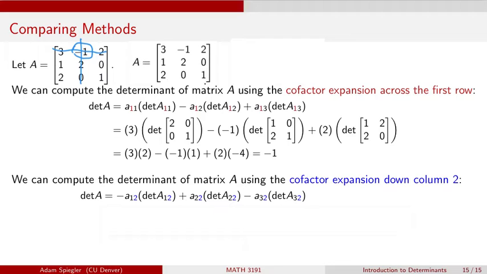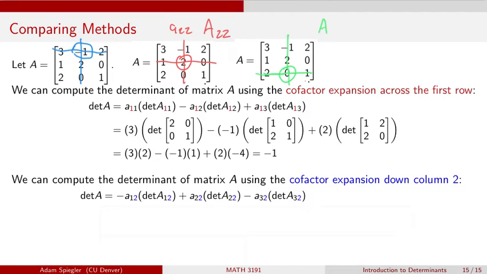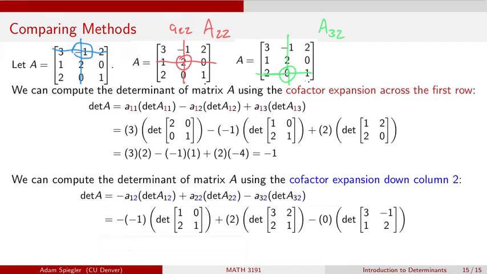Then we're going to go to the next entry in the column, which is down to the 2 over here, A22. And then we cross out the entries in the same row and column as it, and then we're left with a 2 by 2 submatrix. Recall that we call this A22. And then we go to the last entry in this column, which happens to be 0. That was the nice reason for picking this. And so we eliminate all of the entries that sit in row 3 and column 2, and what's left over is going to be submatrix A32. These are the components that we're going to need to calculate the determinant of A. And so down below, I'll show how that work goes.